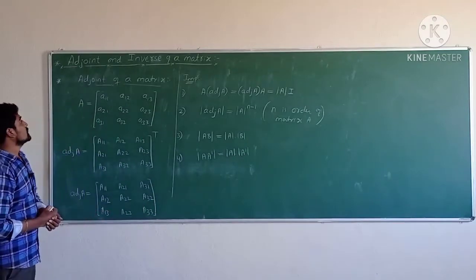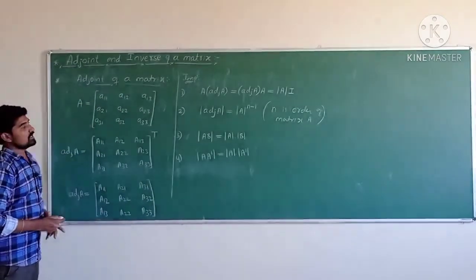I hope all of you understood the concept of adjoint of a matrix. If possible, take a note.